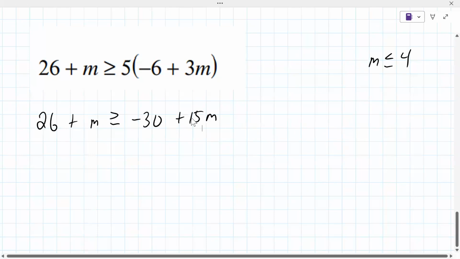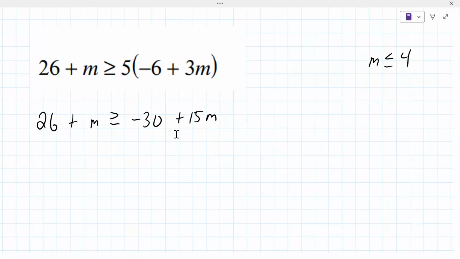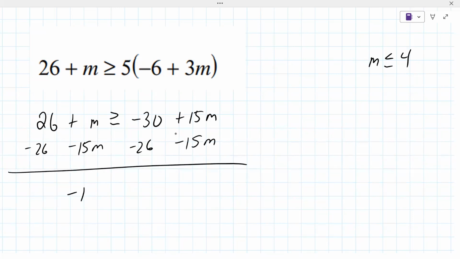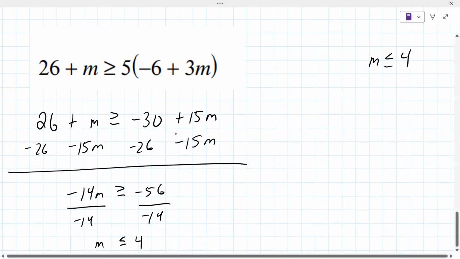So I kept the variable on the right side, and I subtracted m, so I added 30 and subtracted m. Okay, now I'm going to do it the other way, just so you can see an alternative way to do this. And it is a violation of what I said earlier, hey, you shouldn't do this. Minus 14m greater than or equal to negative 56. If you do it the way I'm showing here, you then have to remember to flip the inequality. And you've done it there.